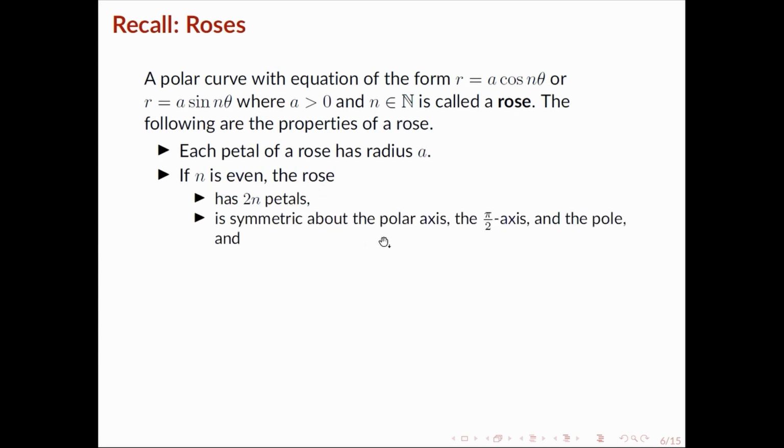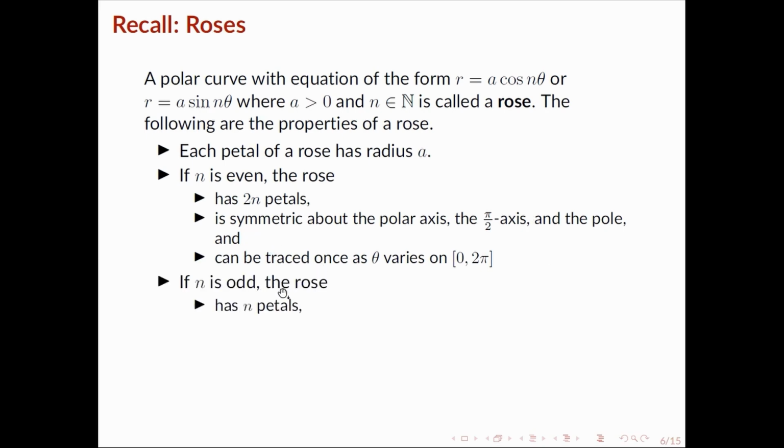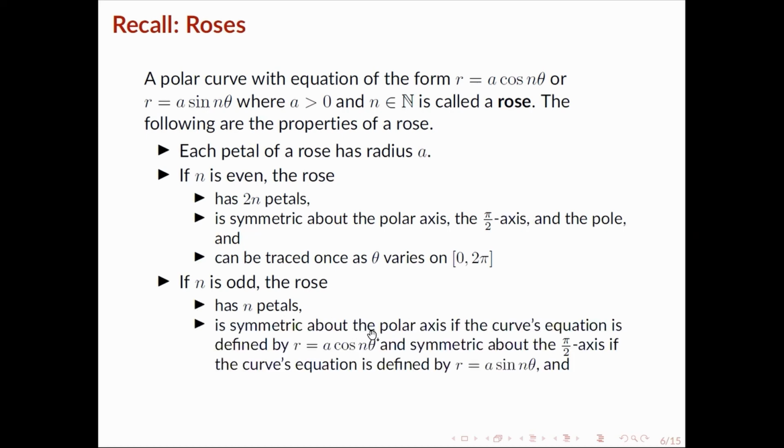It is symmetric about the polar axis, the pi over 2 axis, and the pole, and it can be traced exactly once as theta varies from 0 to 2 pi inclusively. On the other hand, if n is odd, the rose has n petals. It is symmetric about the polar axis if the equation is r equals a cosine of n theta, and it is symmetric about the pi over 2 axis if the equation is r equals a sine of n theta. And it can be traced exactly once as theta varies from 0 to pi inclusively.